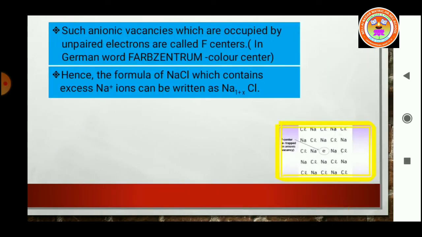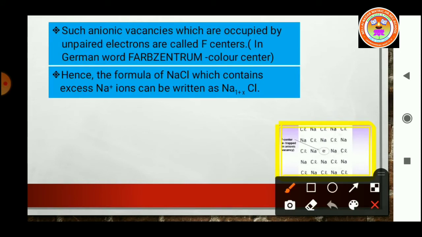Such anionic vacancies which are occupied by unpaired electrons are called F centers. Important 2 marks question: what is an F center? It comes from the German word Farbzentrum, that is, color center.